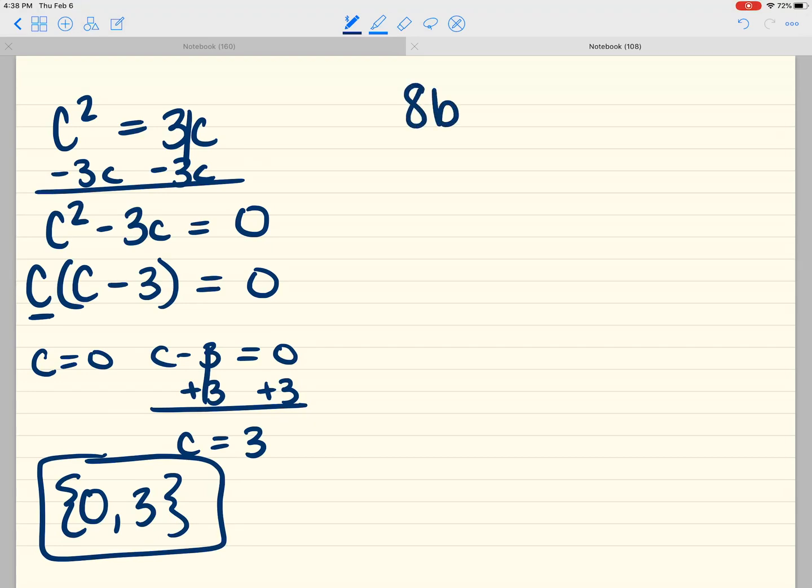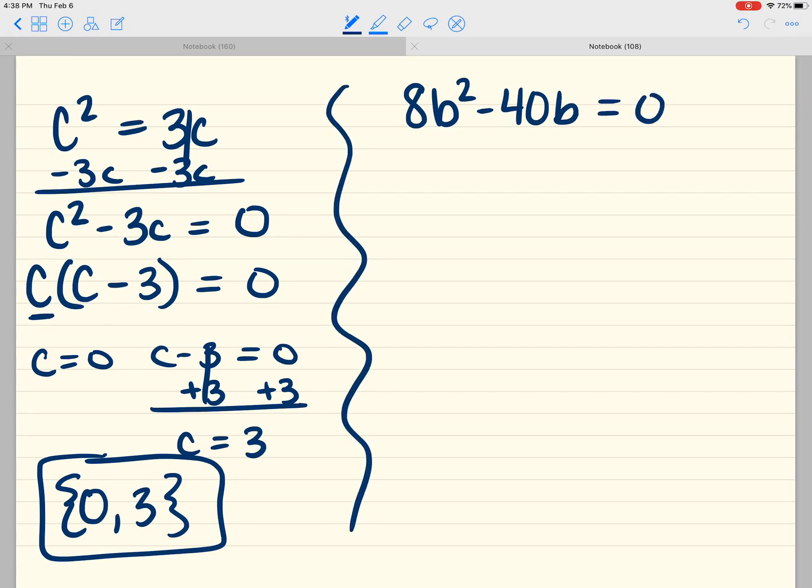All right, let's look at 8b squared minus 40b. Notice this one is already set equal to 0, so you don't have to move anything there. You just need to think about factoring first. What can you factor from both terms? So 40 is divisible by 8, so we want to factor out 8. Both terms have at least one b, so we're going to factor out 8b. If I factor out 8b from my first term, that's going to leave me with just b. If I factor it from my second term, that's going to leave me with 5.